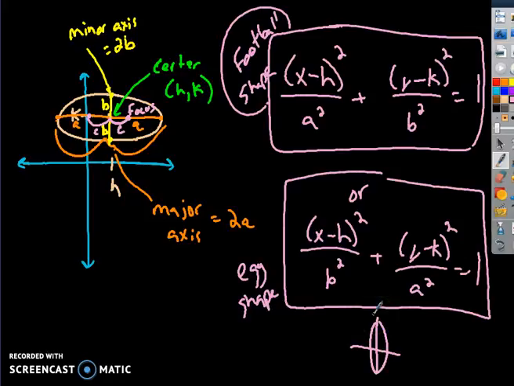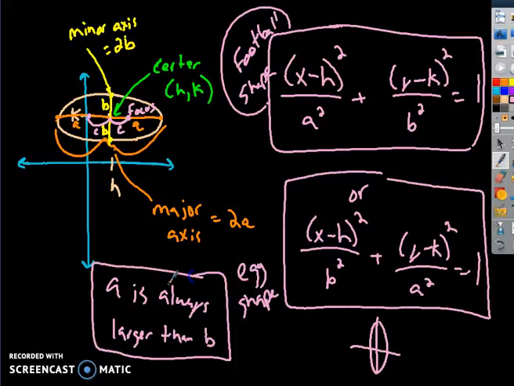So with the ellipse, remember this. A is always larger than B. And this is for an ellipse. A is always larger than B. So if you ever want to figure out which is which, figure out which one is larger after you square them, and that's going to be A. All right, so moving on.